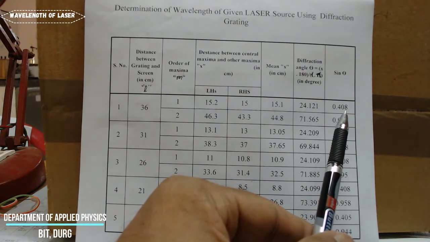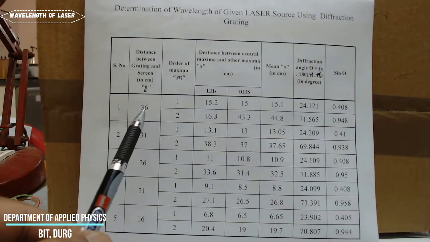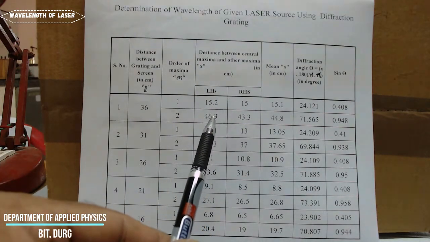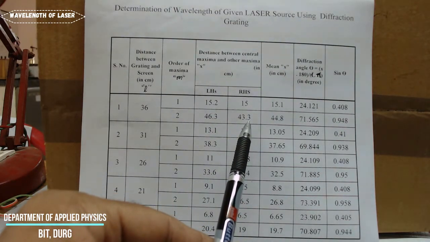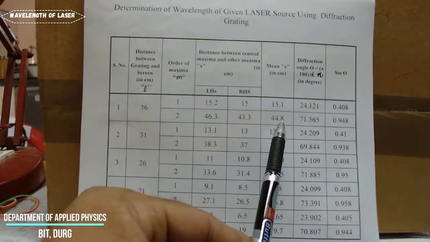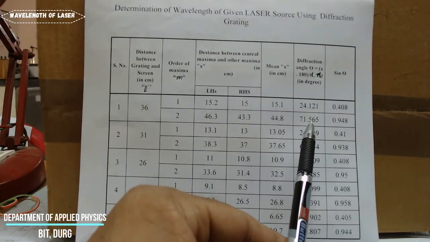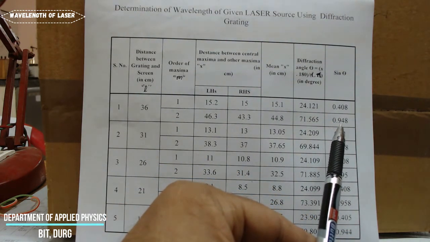0.408. Similarly, for the same setting of 36 centimeter, we have taken the position of the second order maxima. On one side, that is the left hand side, the position was 46.3. On the right hand side, the position is 43.3. The average is 44.8. The angle calculated is 71.565 degrees, and the sine of that angle comes to be equal to 0.948.